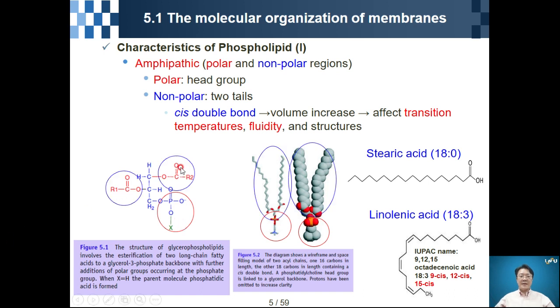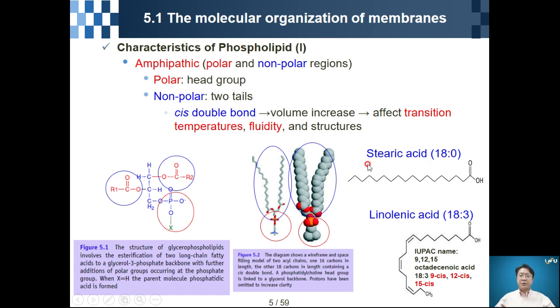So in this case, in the non-polar region, usually the fatty acid, which has the acyl chain, exists in the two-tail region. In the case of the two-tail region, they are non-polar. They don't have any charges. Also, if a cis double bond happens, it will induce a volume increase. After that, it will affect transition temperature, fluidity, and structure.